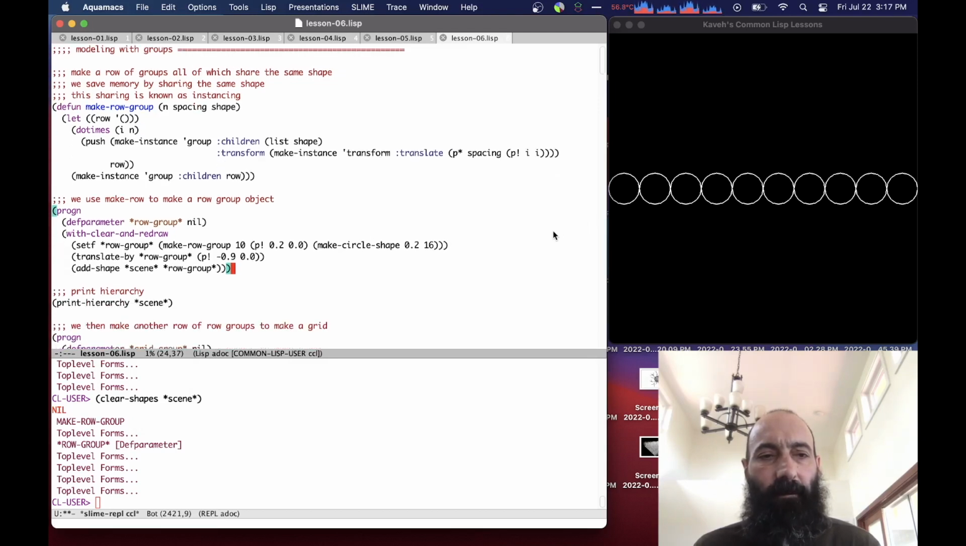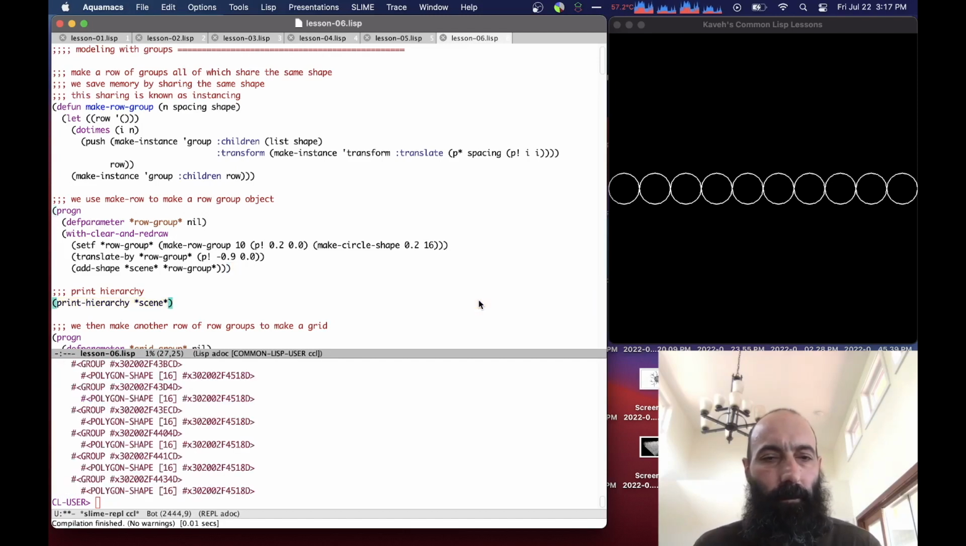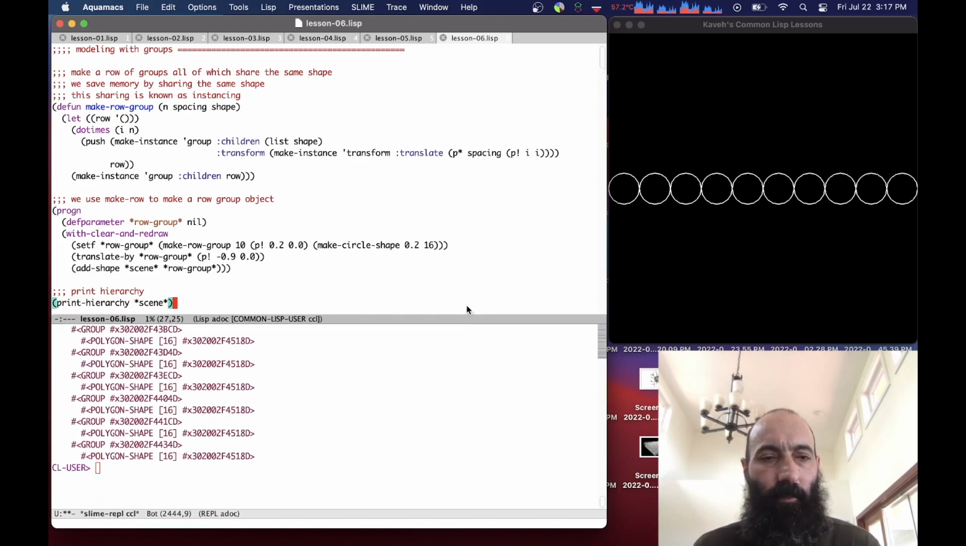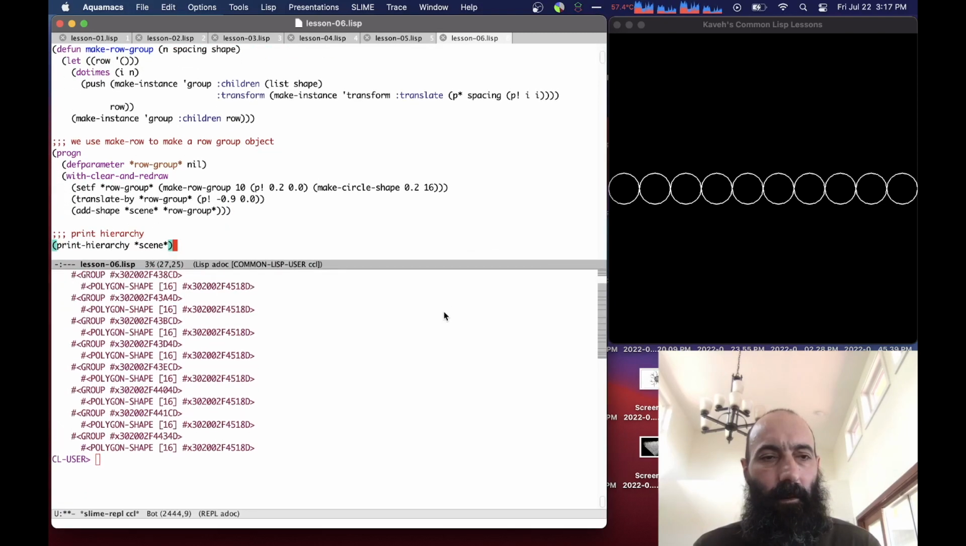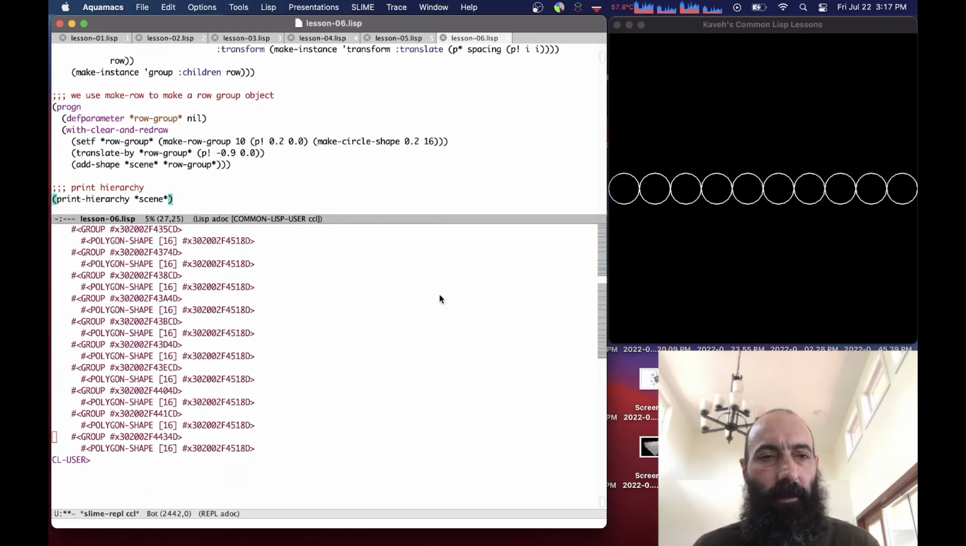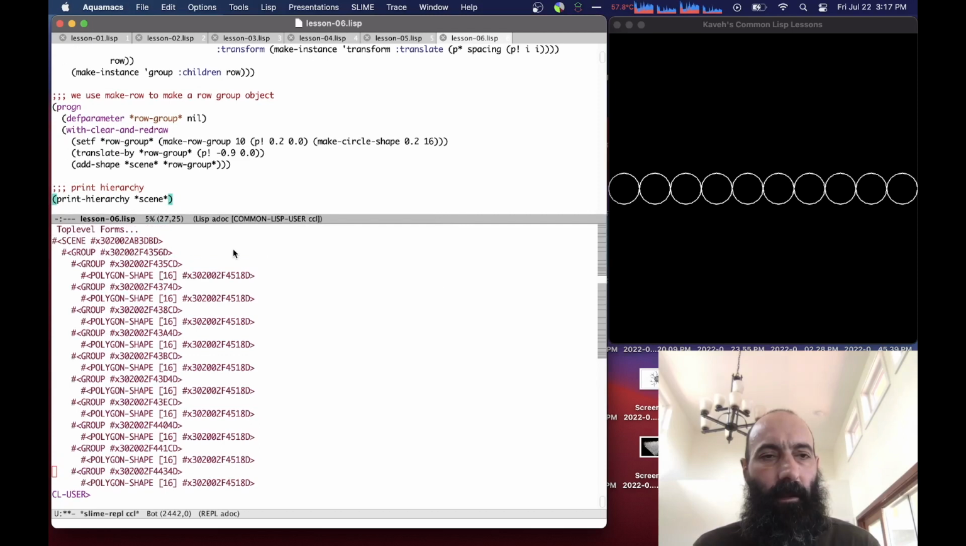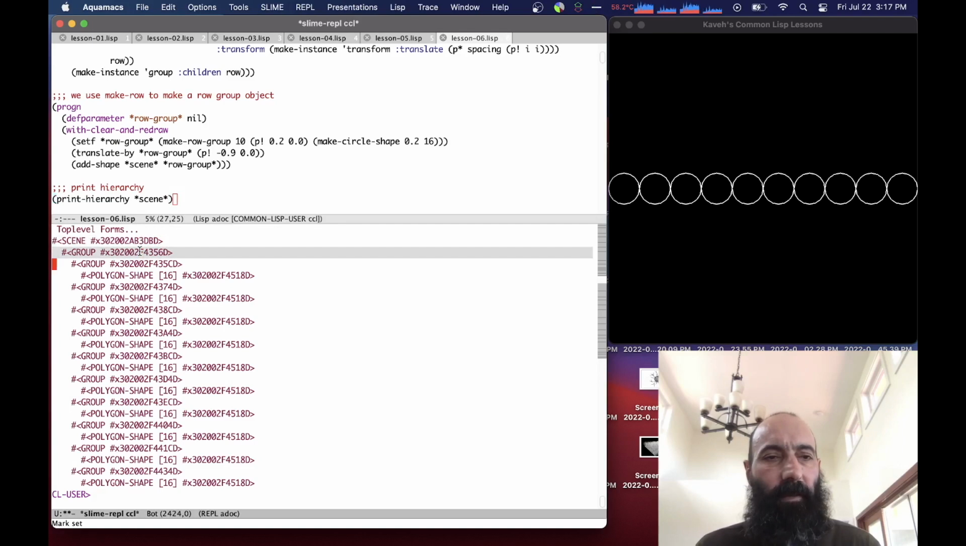We can see that if we print the hierarchy. There we go. All right, so we have our scene, and then we have one main group, and that main group has 10 subgroups, and each of those subgroups has a shape. And if you look at the addresses of the shapes, you can see it's the same shape in all cases.